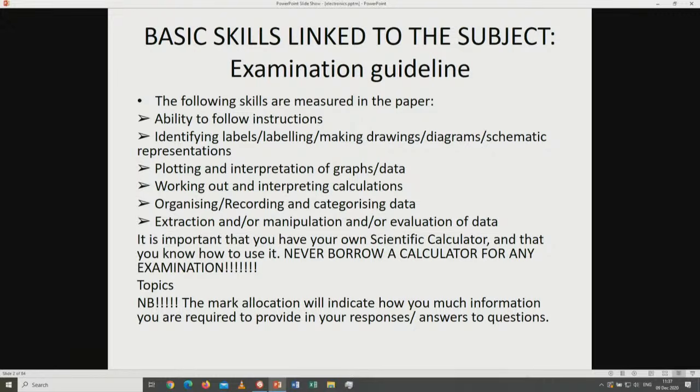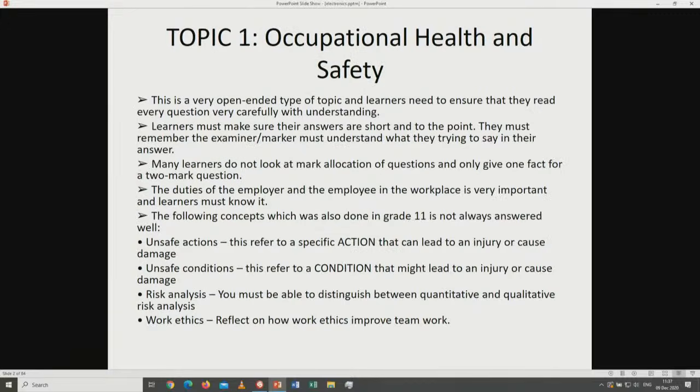Topics. NB: The mark allocation will indicate how much information you are required to provide in your response when answering a question. People, you cannot answer a question of 6 marks and provide 1 fact. So as it has been said, the marks on the question will tell you how much you have got to write or respond to a question.